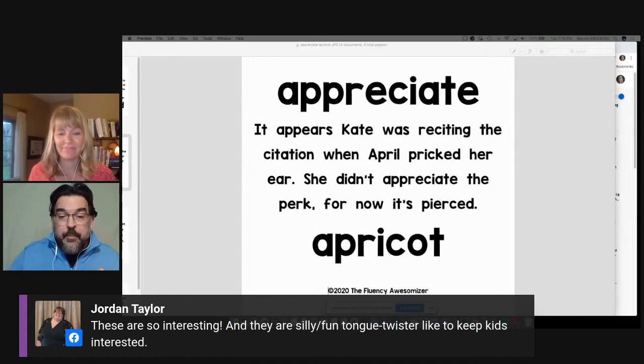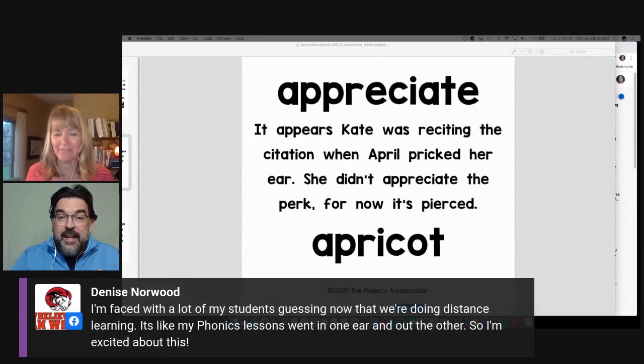So I picked appreciate and apricot. Now, the big thing about appreciate and apricot, and you may not have guessed it already, it's the letter I. I call it the lost I. Yes, multisyllables, especially. That letter I causes a lot of problems, right?